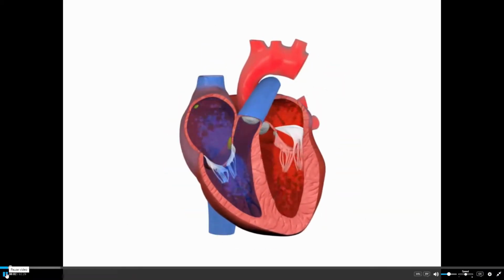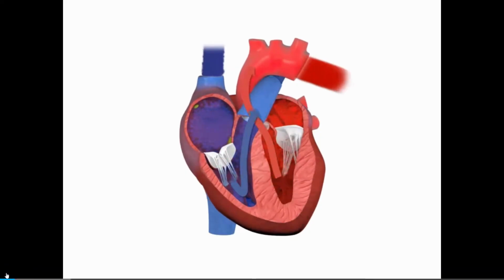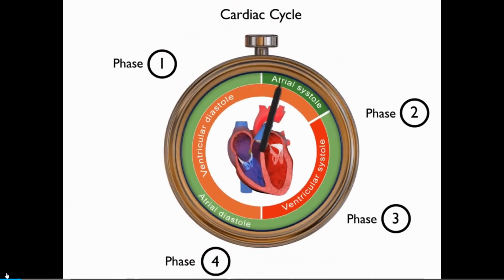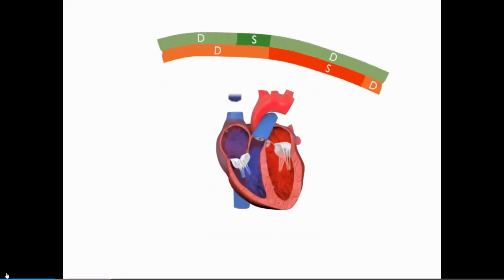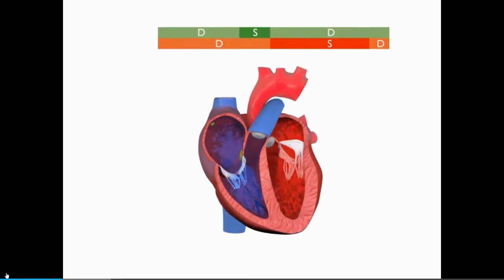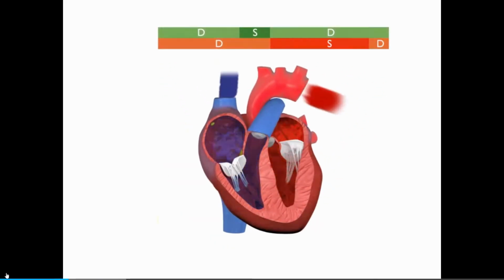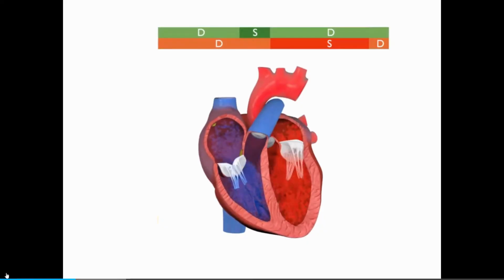Let's take a closer look at the timing of the events during the cardiac cycle. Representing the cardiac cycle as a clock reminds us that the events of the cycle continuously repeat. However, we will need to unwind the clock and lay it out horizontally to relate the major events of the cardiac cycle to one another.